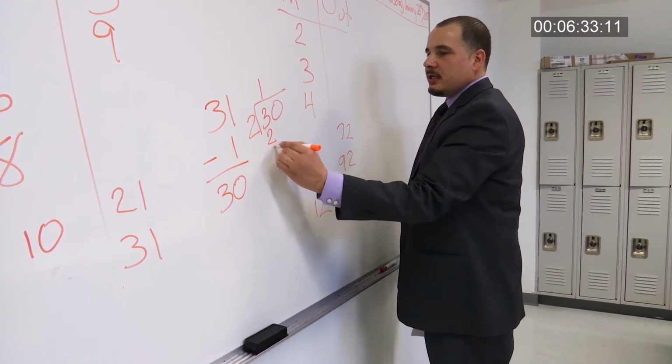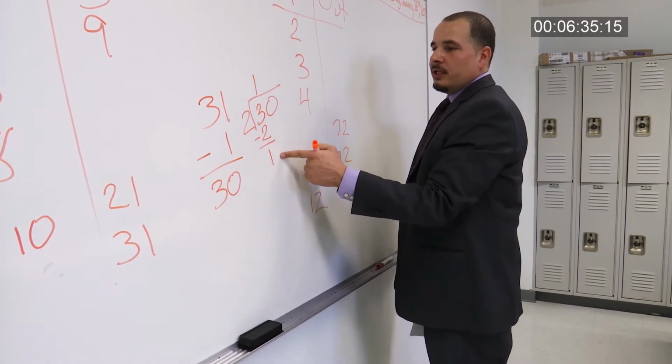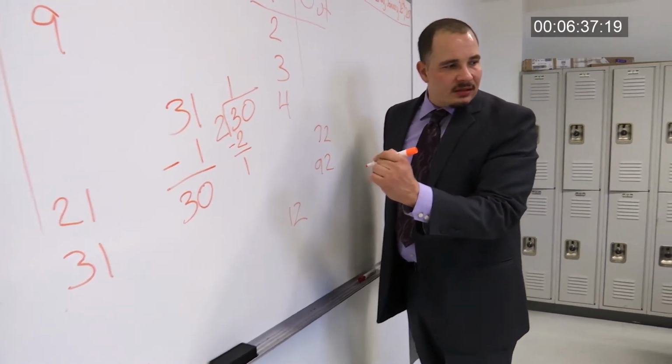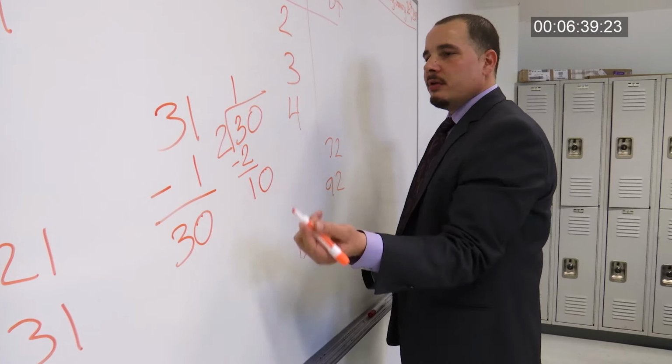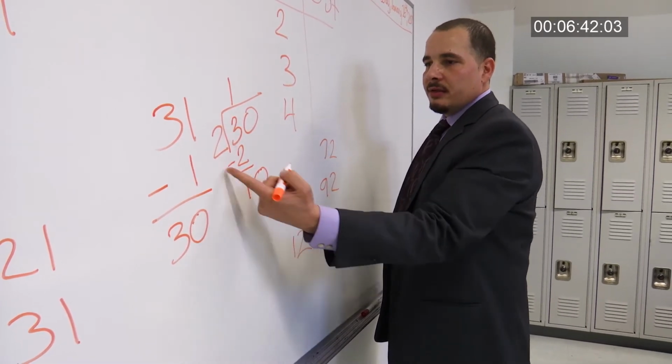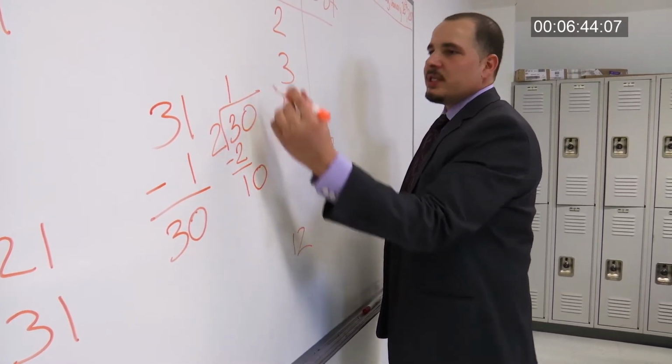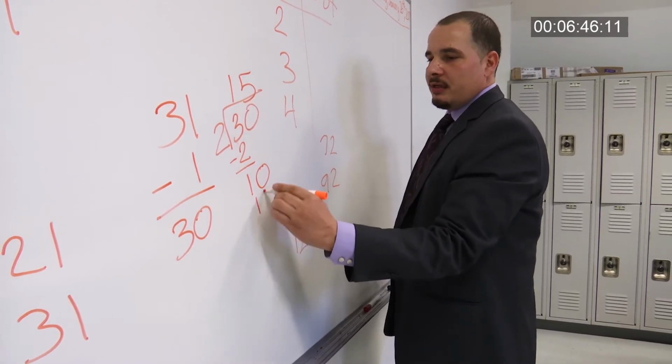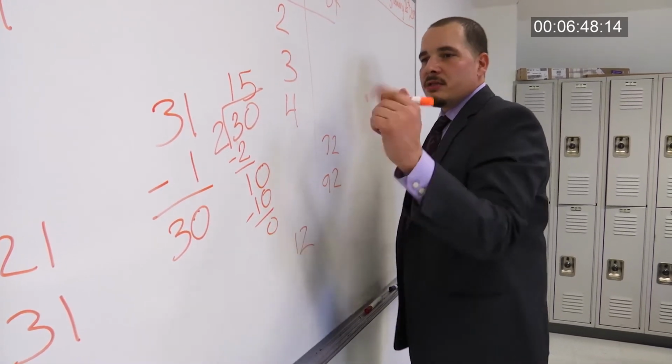That goes in there 1 time. Leaves 1 left over. What do I do next? Bring your 0 down. Bring down my 0. And then what? 2 times 5 will give me 10. And that's it.